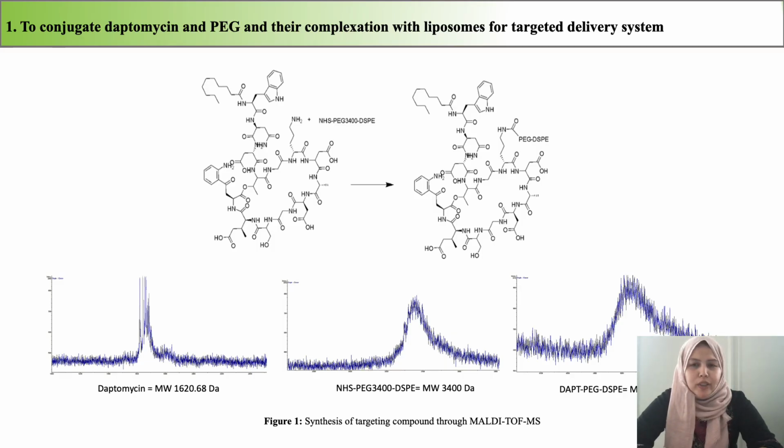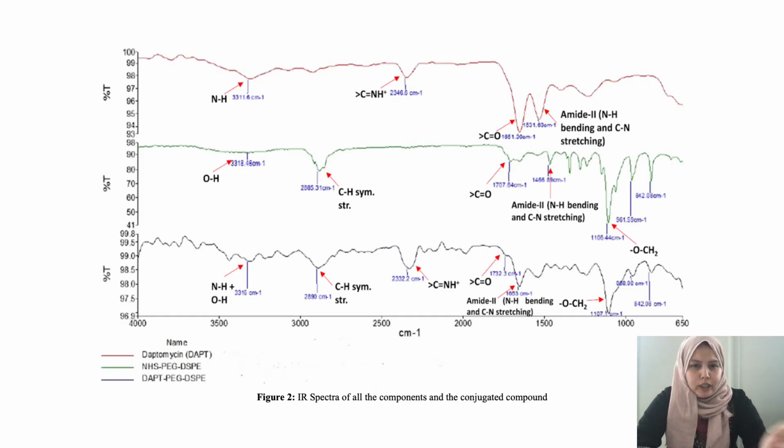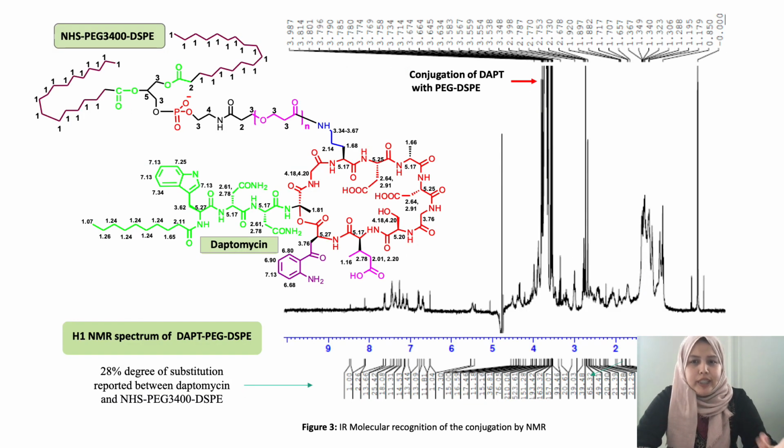First objective is to conjugate daptomycin and PEG and the complexation with liposome for targeted delivery system. Using multi-TOF MS, FTIR, and also NMR spectroscopy showed successful conjugation, and the degree of substitution was reported as 28%.